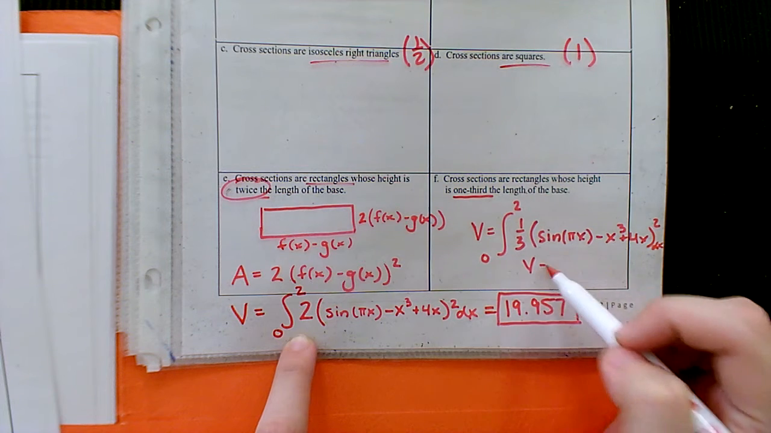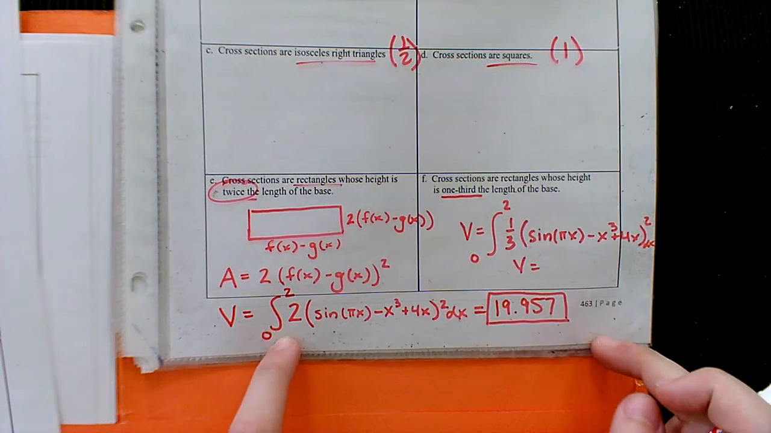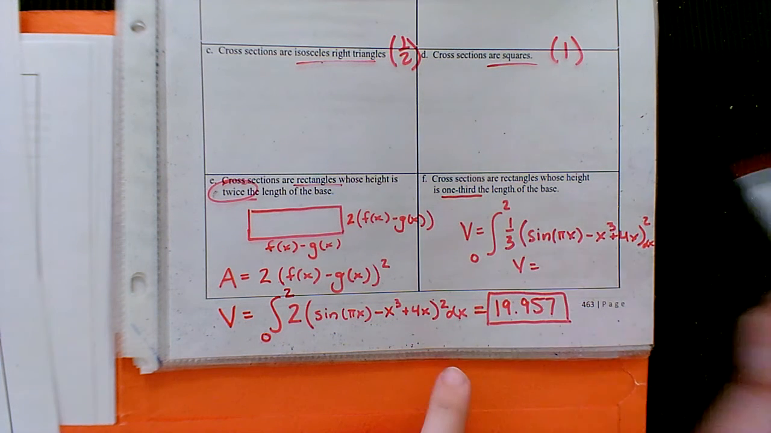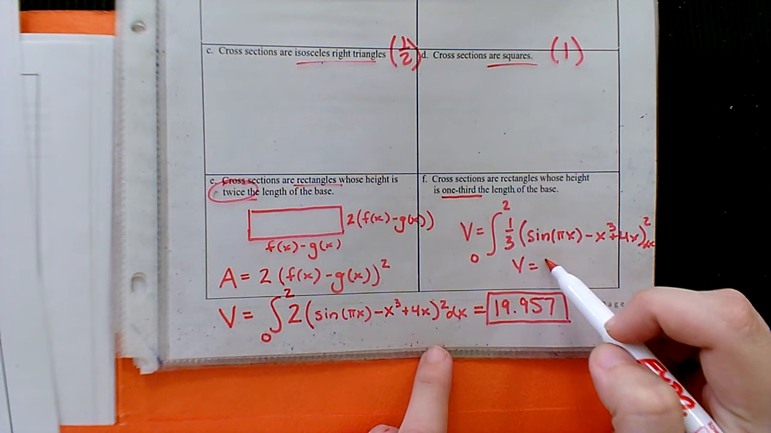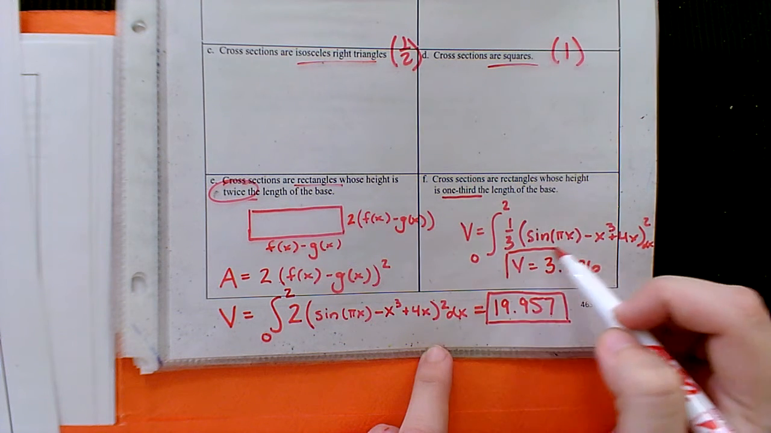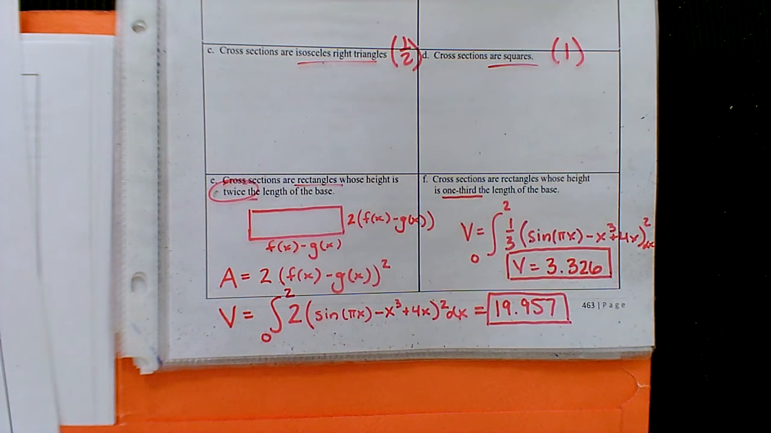All right, so calculator work from there. We'll find our volume. Good? 3.326. Can we get those two values on our calculator? So far, so good? Perfect. All right, that's it, guys.